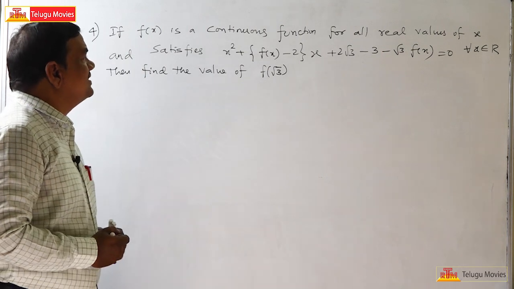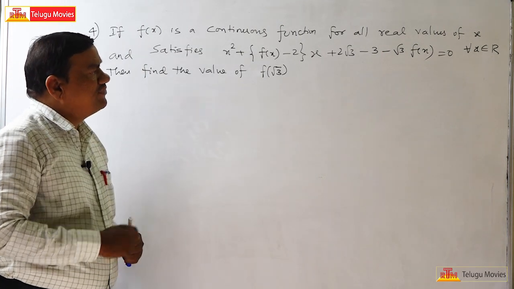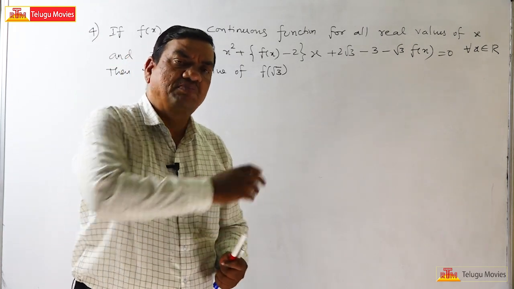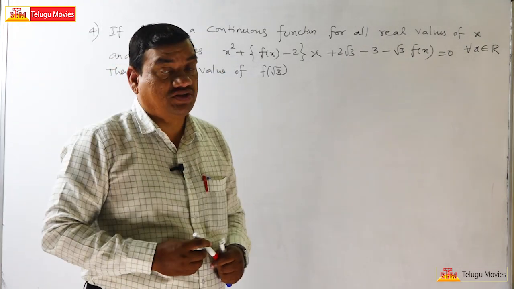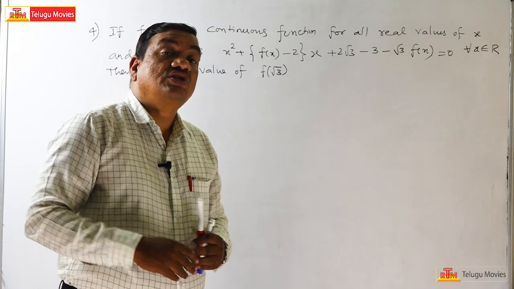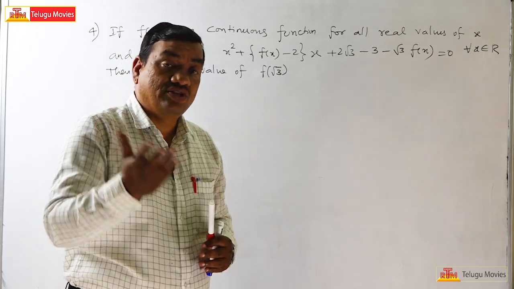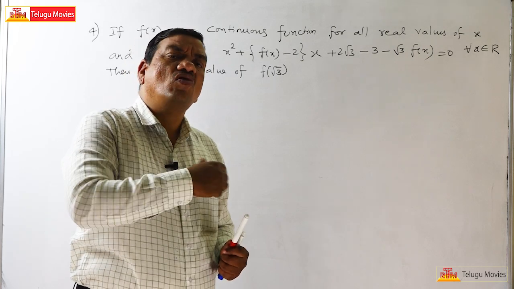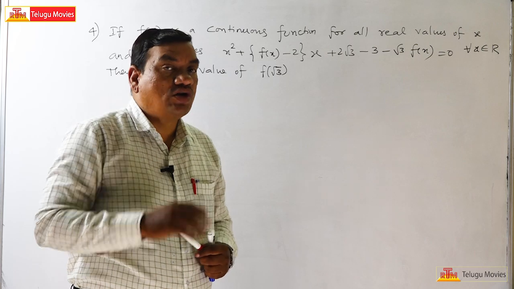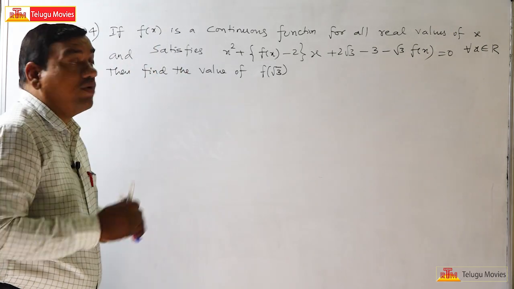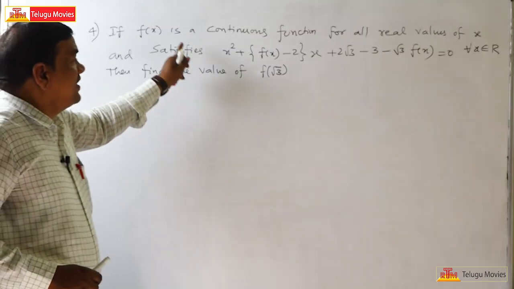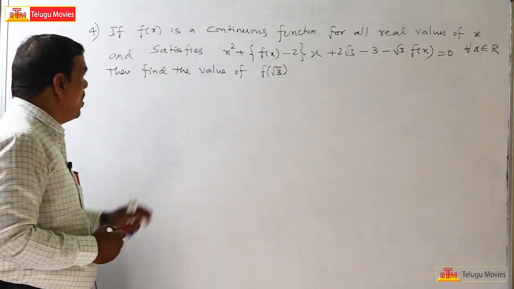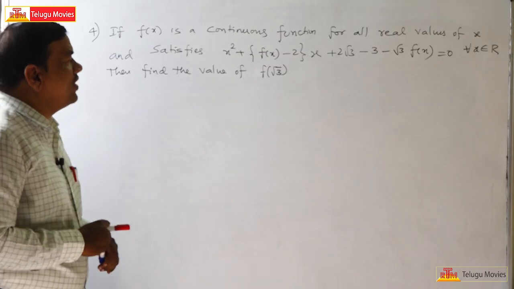If f of x is a continuous function for all real values of x, that means it is continuous everywhere. Just like f of x equals x square, f of x equals sin x, f of x equals cos x, f of x equals e power x. They are all continuous for all x belongs to real numbers. Now, such a function satisfies one relation given in terms of f of x for all x belongs to R. Then find the value of f of root 3.